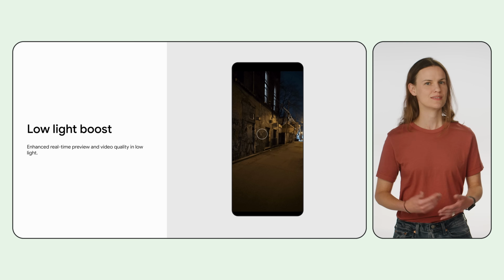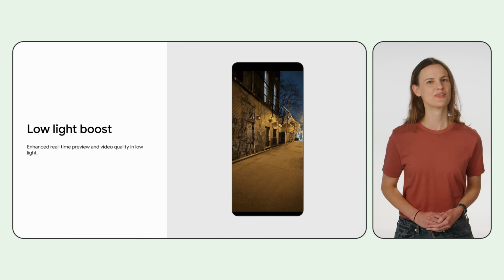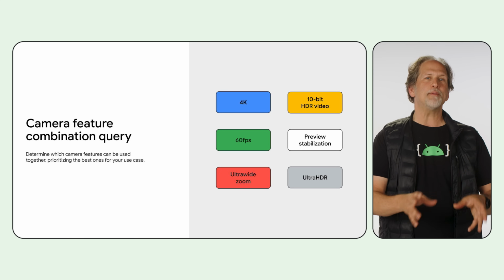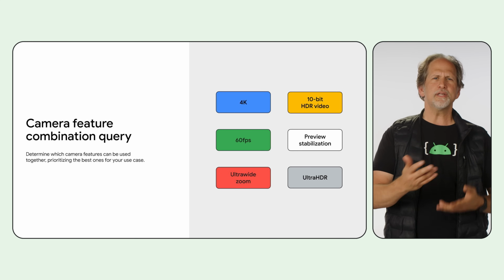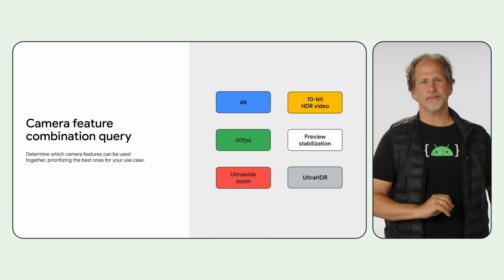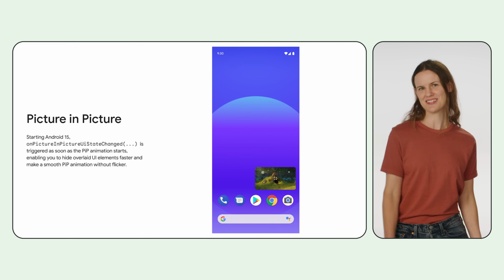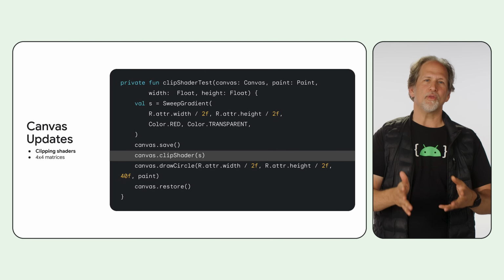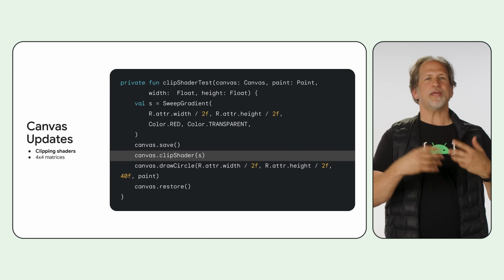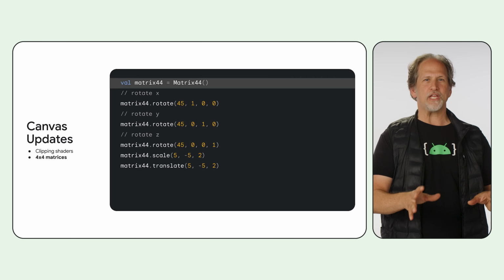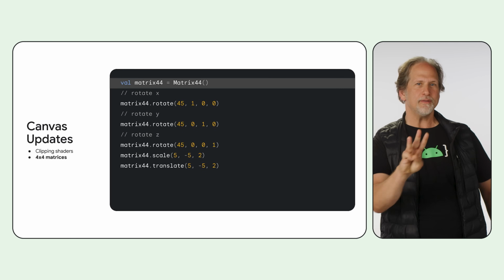On the camera side, Low Light Boost enhances real-time preview and video quality. And Android 15 adds support to query which camera features can be used together, so you can select the best set for your use case. Android 15 improves picture-in-picture to help you create smoother transitions. We keep evolving the way Android apps draw the screen, with canvas support for clipping shaders, as well as 4x4 matrices for transformations and translations in 3 dimensions.